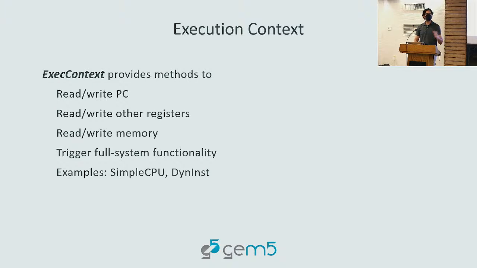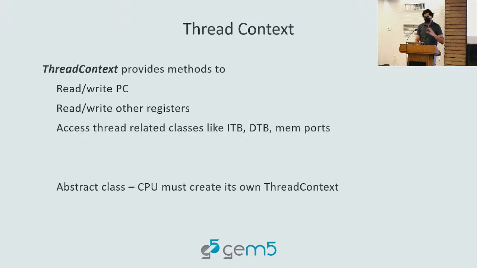So you can think of other ways where instructions might want to access the CPU state. I talked a little bit about thread context, that it's another type of context. Again, it's mostly not used by instructions, but used by other parts of the system to access the CPU state. And the two context interfaces are very similar.